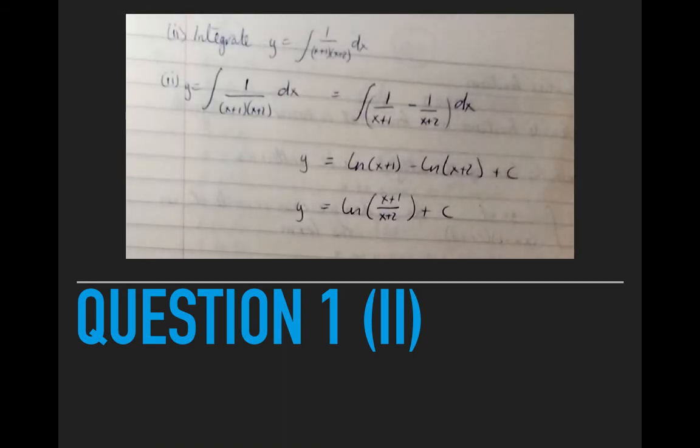Here we go. So integrate y is equal to the integral of 1 over x plus 1 by x plus 2 dx. Second line, I rewrote it using partial fractions. We've already covered that. And then I just need to integrate the first one and integrate the second one. Integrating the first one, I get the natural log of x plus 1. Integrating the second, I've got a minus, so then I get natural log of x plus 2.